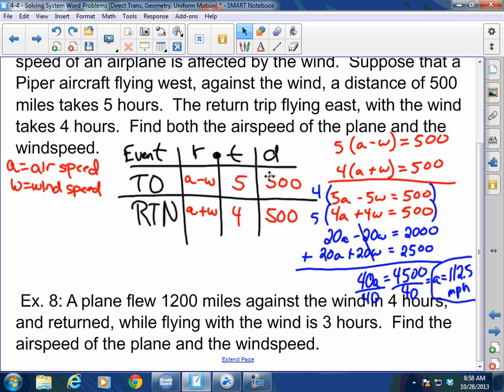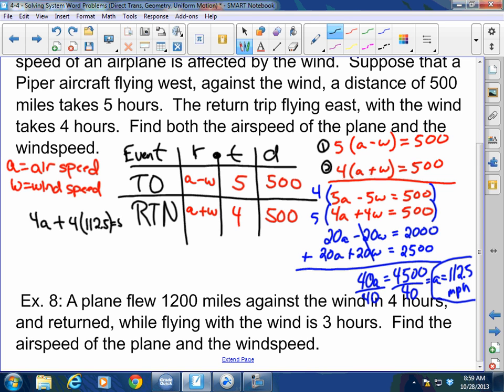That's my airspeed. Does everyone see what I did there? Now that I have my airspeed, I can plug it into either this equation or this equation. I really don't care. I'm just going to plug it into the second one, easier numbers. So I've got 4A plus 4W, which is 112.5, equals 500.